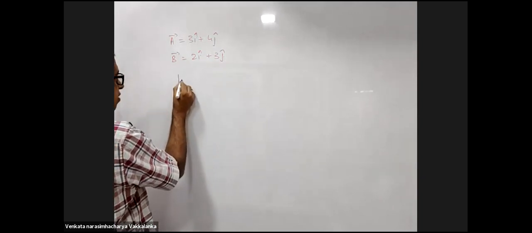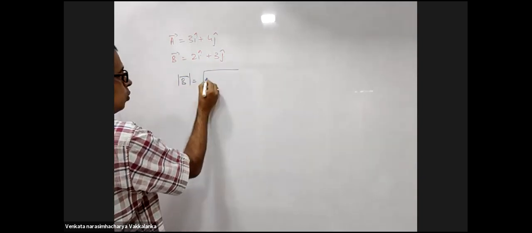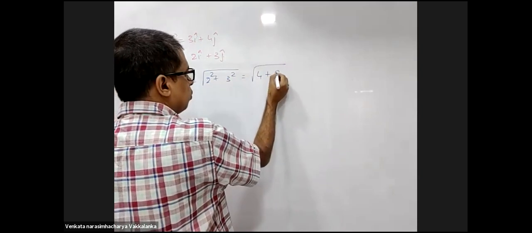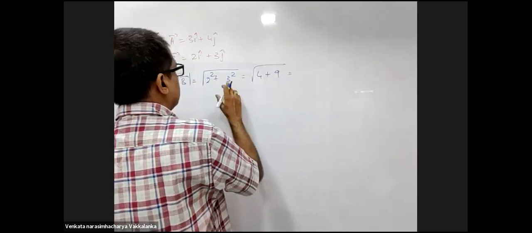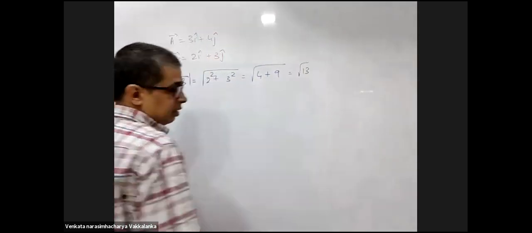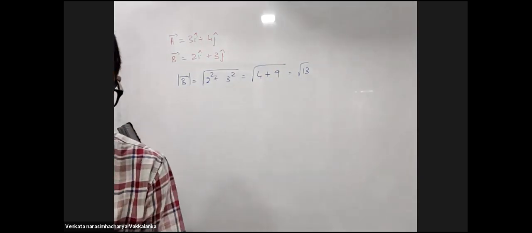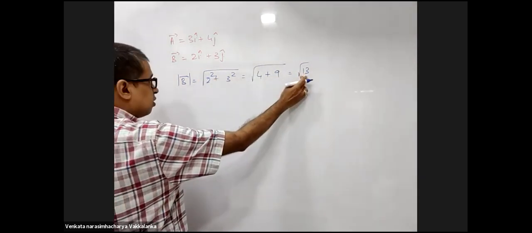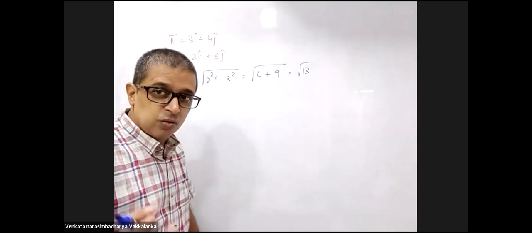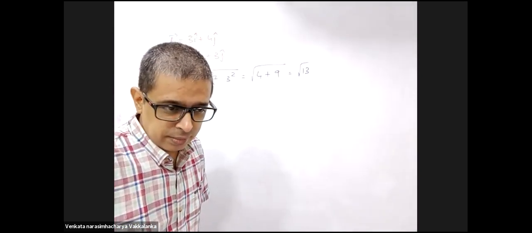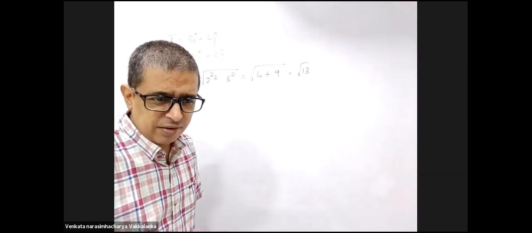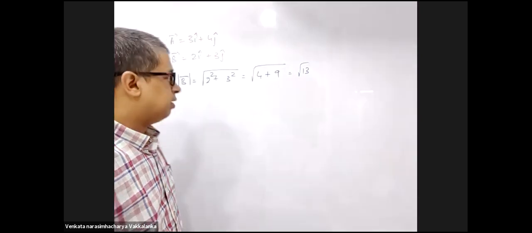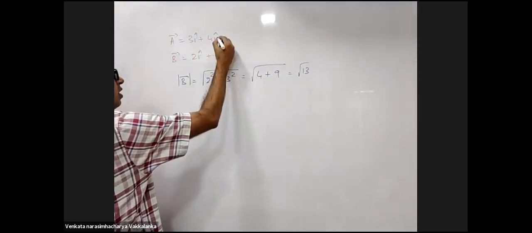Magnitude is that of B. First find out the magnitude. Root over of 2 square plus 3 square, root over of 4 plus 9. This will be root 13. Is my calculation correct? Yes, sir. Now, magnitude of B and in the direction of A. That is what we asked. Magnitude of B in direction of A.